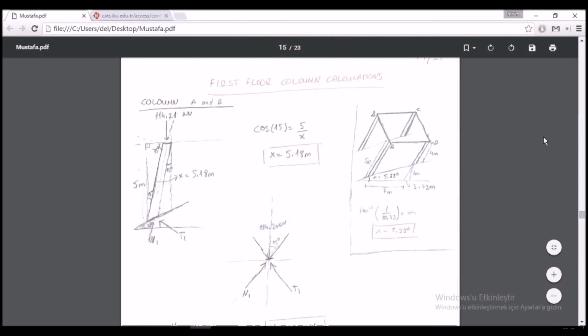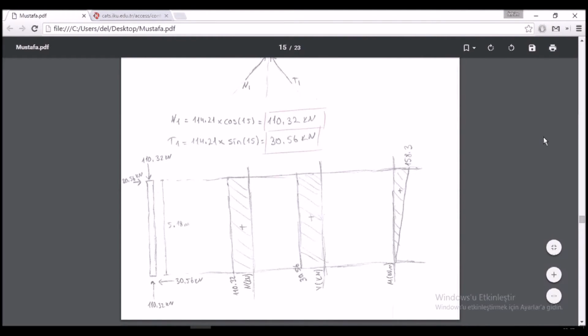At this page, we calculated first floor columns. As you can see here, our front and rear columns does not have same length, and that means we have to do two different calculations for our columns. We named our columns A, B, C, and D. Loads and calculations will be same for our column A and B, so we did that here. Our column has 15-degree angle, and that means we will have an axial and a shear reaction at our columns. Here, we found our reaction forces and we draw our MMV diagrams.